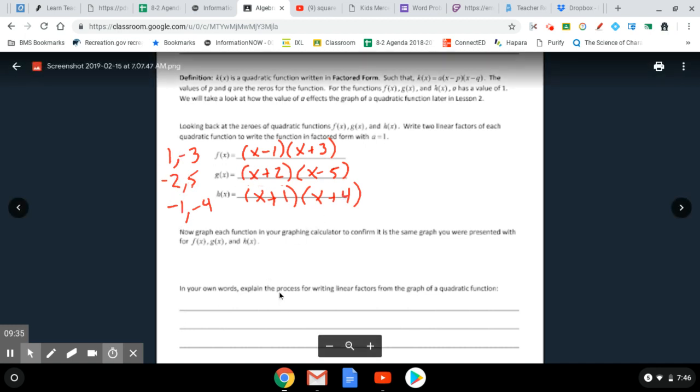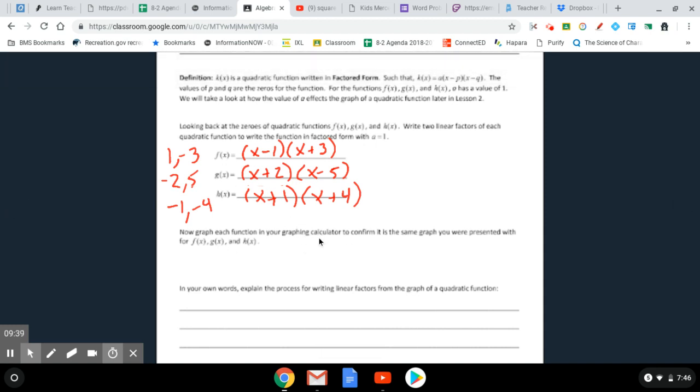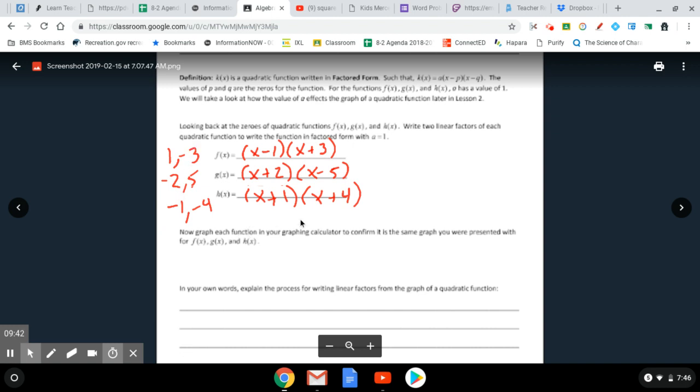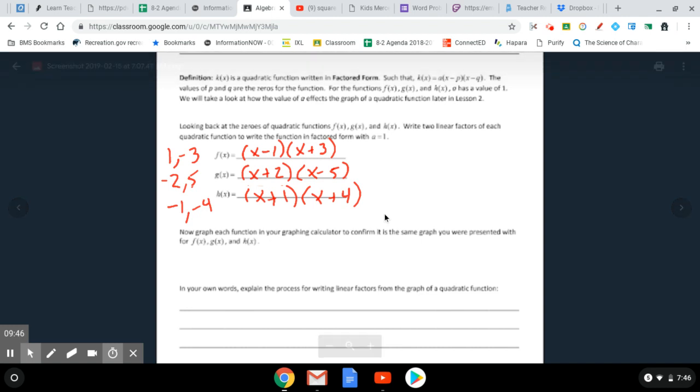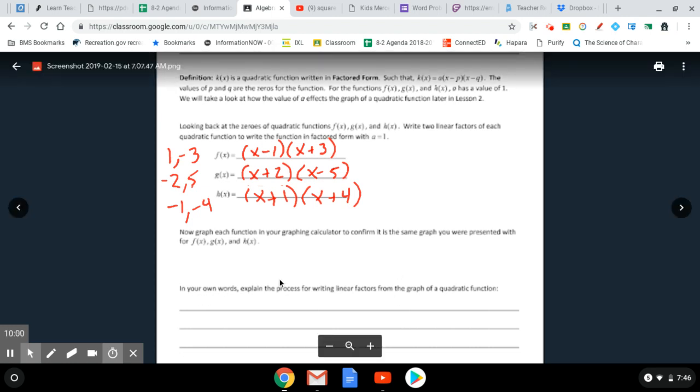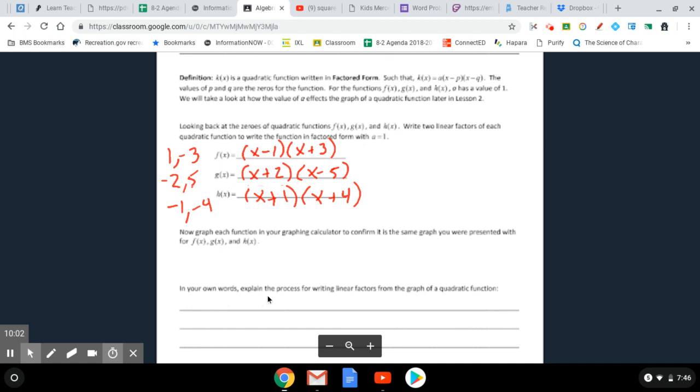And this is just asking you to graph it and confirm it, although the only thing that you're confirming really is the zeros. So if you graph these, just make sure they have the same x-intercepts as the ones on the front. And then it asks you to explain in your own words how to do this process. I can't talk you through that because that would be my own words, not your own words. So take everything we've done and make sure you put it in your words to explain how you go from the zeros to the linear factors.